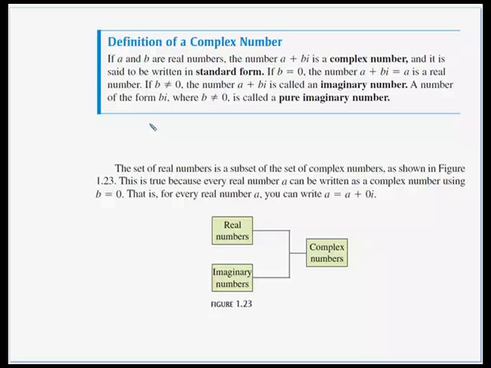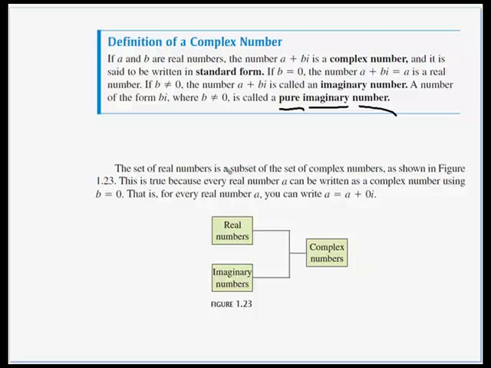And here's our definition in the blue box. If a and b are real numbers, then the number a plus b times i is a complex number, and it's said to be written in standard form. If b is equal to 0, the number a plus bi is equal to a, and it's a real number. If b does not equal 0, the number a plus bi is called an imaginary number. A number in the form of b times i, where b is not equal to 0, is called a pure imaginary number. There is no real component to it at all.